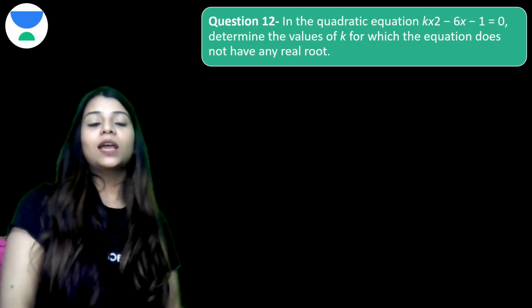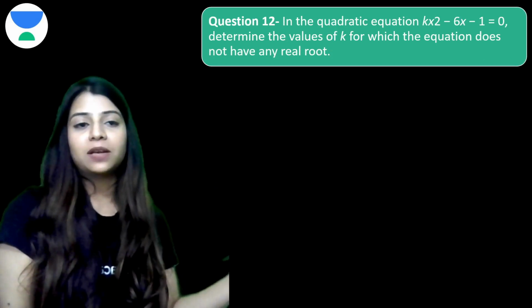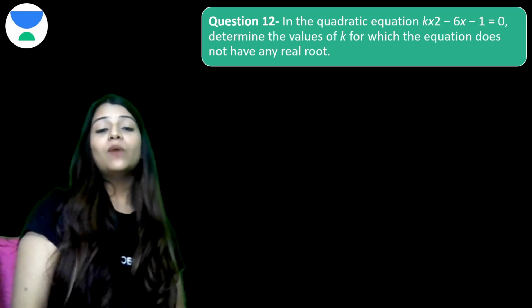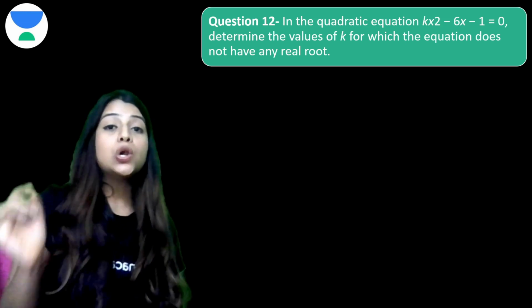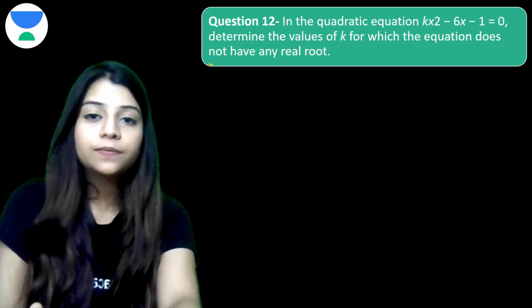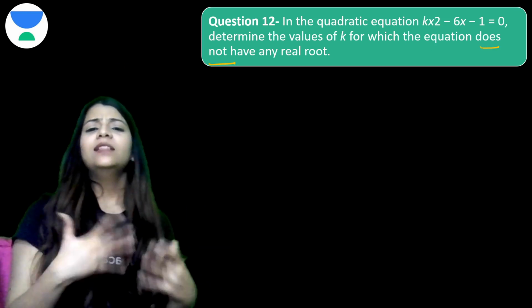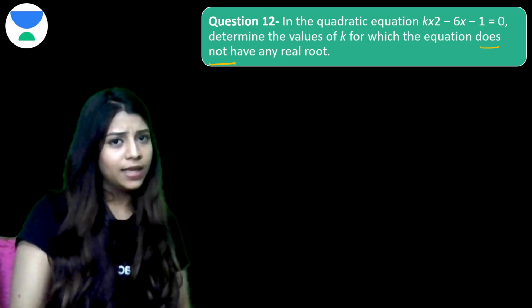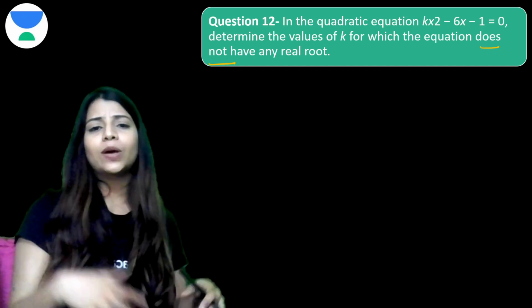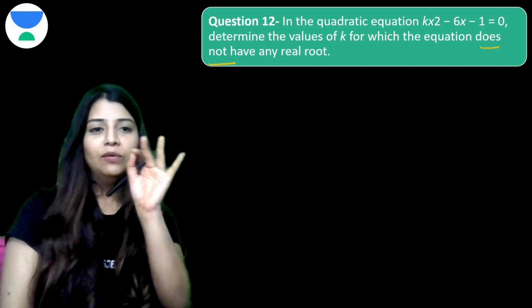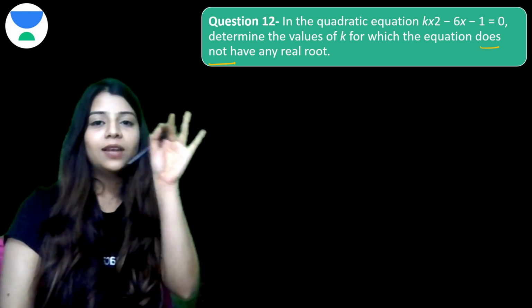So in the quadratic equation kx square minus 6x minus 1 equals to 0, determine the value of k for which the equation does not have real roots. Here it is mentioned that it does not have real roots. In these questions, if it was given that real roots hai, we would have equated it with 0 and the question would have been more simplified. But here we have to use now the things like greater than and less than.